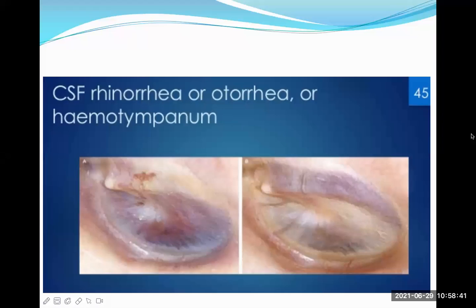So this is a bigger picture which is showing the same thing. CSF rhinorrhea, otorrhea, or hemotympanum. CSF otorrhea only occurs when there is rupture of the tympanic membrane. Then only it will come out. Otherwise, it will just collect inside.